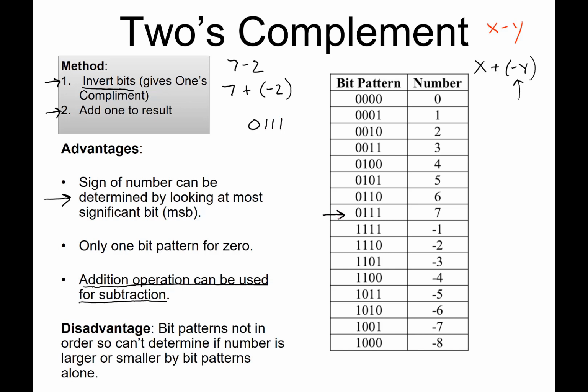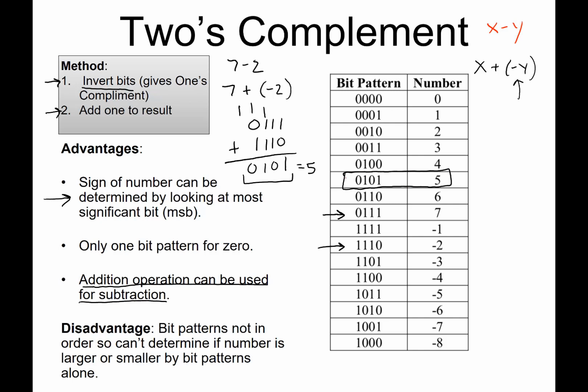Now I'm going to write the binary number for 7, which is 0111, if I take it off this chart. And I'm going to write the binary number for -2, which is 1110. I'm going to add these together, and I get the bit pattern 0101, and this is equal to 5. And that's what we expect because 7 minus 2 is 5.